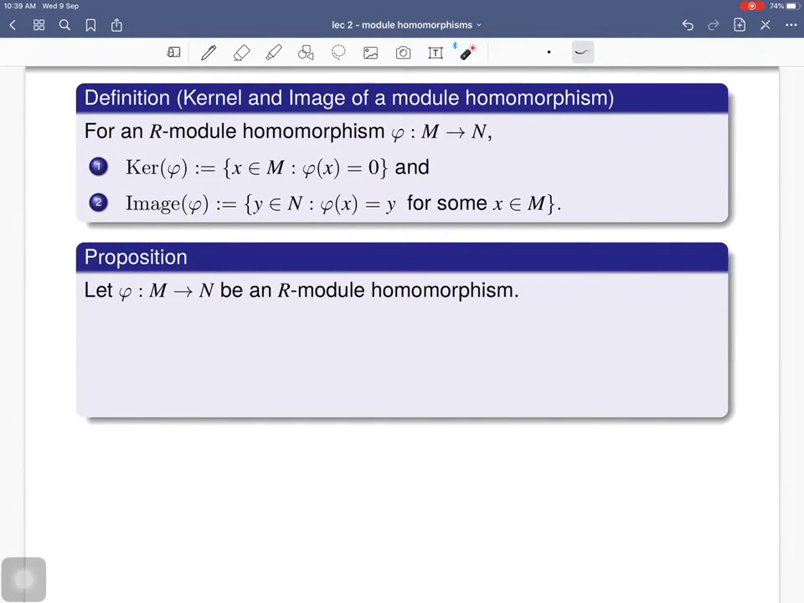Next we observe that if you start with an R-module homomorphism, then the image of the 0 element of M is the 0 element of N.